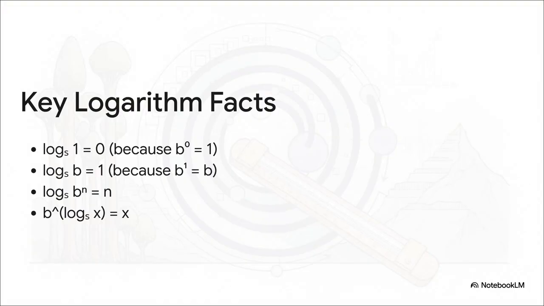Now, like any good system in math, logs have a few built-in shortcuts, or, I don't know, call them cheat codes. They're super useful. First, the log of 1 is always 0, no matter what the base is. Why? Because anything to the power of 0 is 1. Makes sense, right? Second, the log of a number when the base is the same number is always 1. And these last two are my favorite. They show how logs and exponents basically cancel each other out. They're inverses. Keeping these 4 in your back pocket will save you a ton of time, trust me.